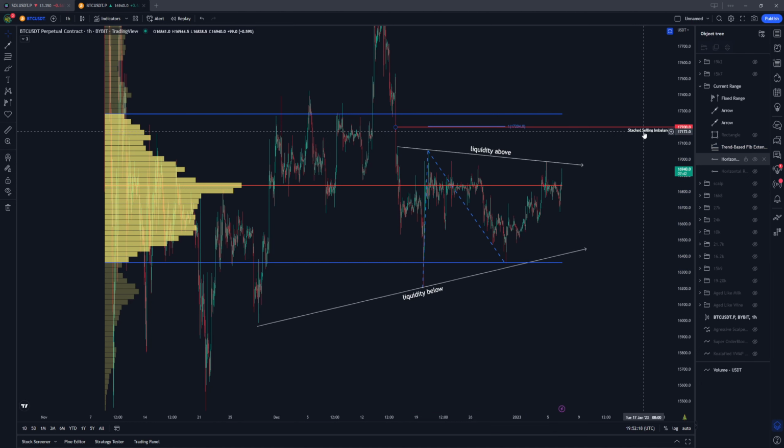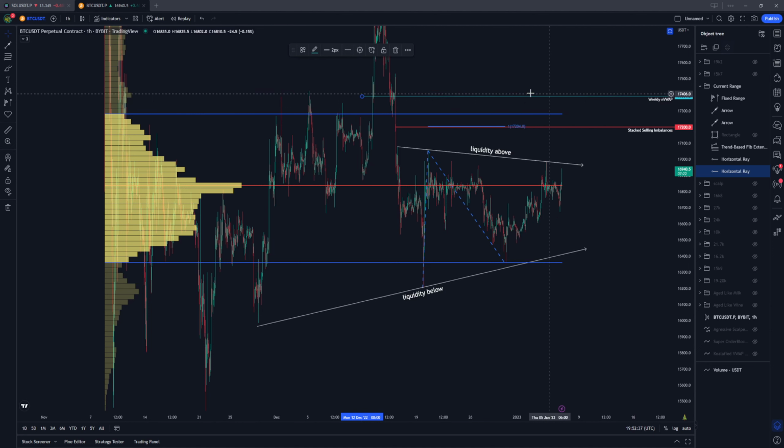Additionally, after looking at some footprint charts, there are very high stacked selling imbalances in this area. So definitely, I'm going to be looking to this area as a resistance area and an area to actually enter a trade from. There's a weekly naked VWAP up here, but that's a little bit out of confluence with these other areas.